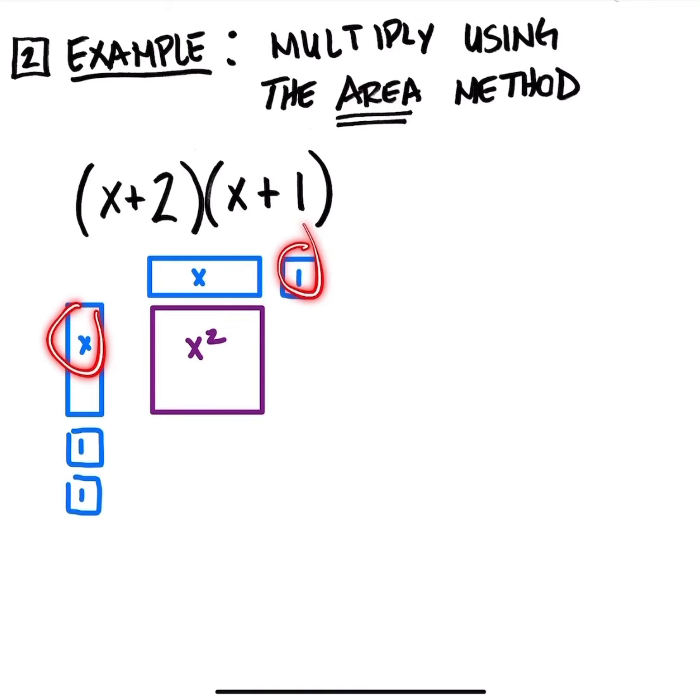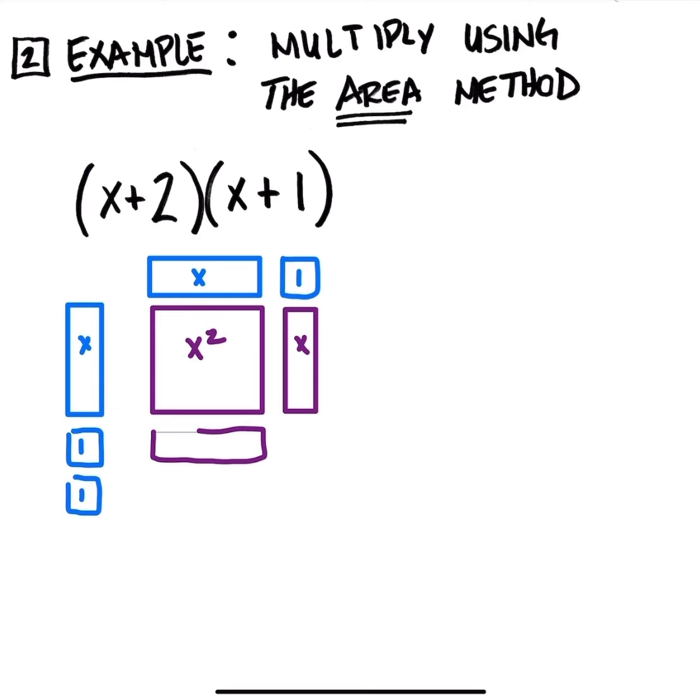X times 1, we have x. 1 times x and 1 times x is equal to x. So we'll draw x here and here. Now we have 1 times 1 and 1 times 1. So that leaves us with these two 1 area tiles here.